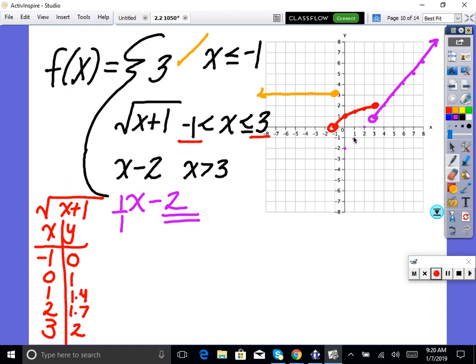Does it meet all the criteria? Does it connect all the way through with closed circles, open circles, not overlapping, no gaps? Yes. All right. Do you have any questions on piecewise functions? Are you sure? Okay.